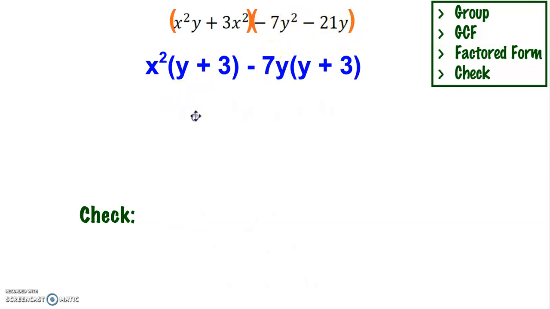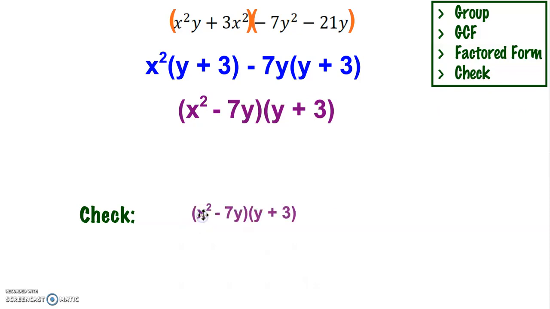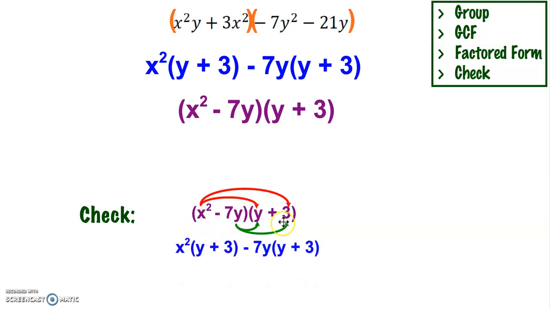Then I bring together my factored form, and now I need to check. So I have x squared minus 7y times y plus 3. Distribute the x squared and distribute the negative 7y. X squared times y plus 3 minus 7y times y plus 3. Once again, notice the connection here. And when we distribute, we get our original polynomial.